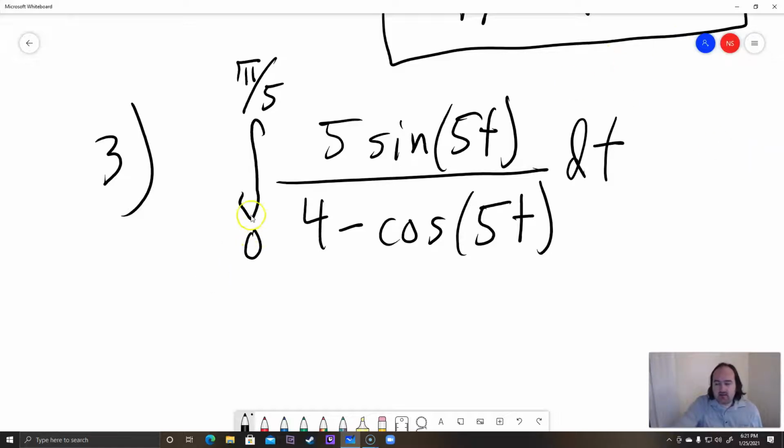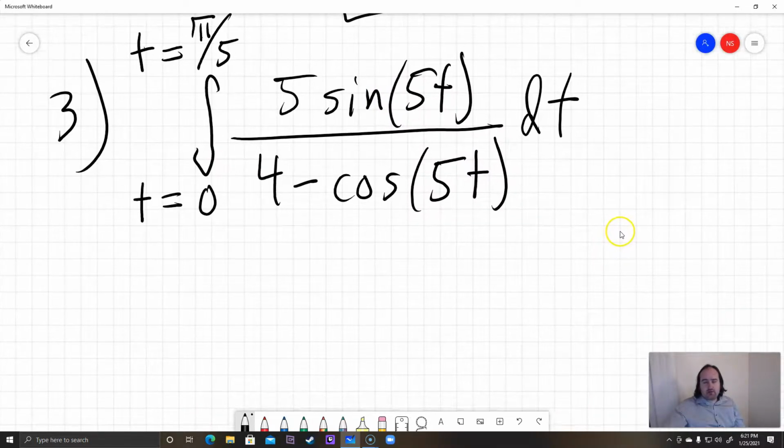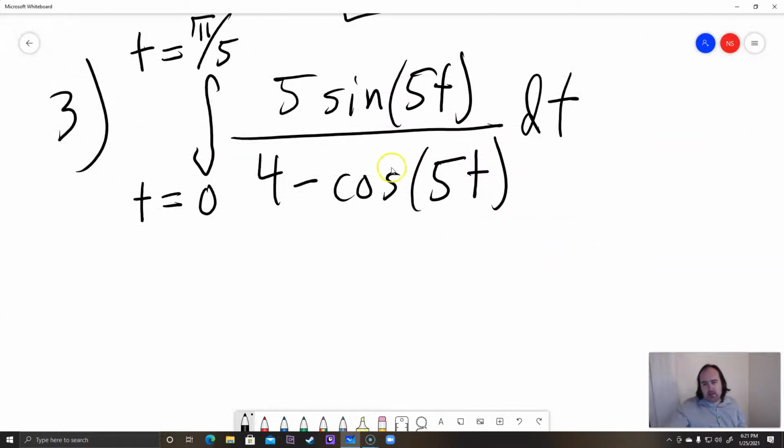So because they gave us numbers here, 0 and pi over 5, this one is going to be a definite integral, which means at the end of the problem, after we've integrated it, we're going to be plugging in these numbers. And remember, these numbers are actually in terms of t. Okay, so this is going from t equals 0 to t equals pi over 5. Now this one again is complicated because we can't just use the new formula that we learned right off the bat. So when you have something complicated, usually you end up using u substitution.